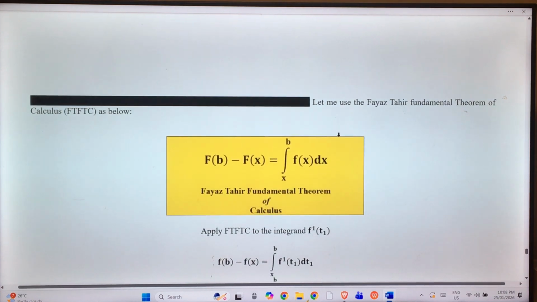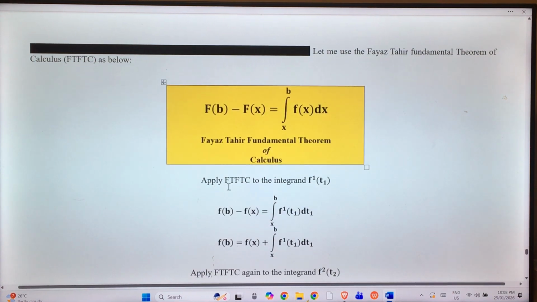Okay guys, this is not the fundamental theorem of calculus given in textbooks or Wikipedia. This is a different version of it called Fayaz Tahir fundamental theorem of calculus. FTC as below: capital F(b) minus capital F(x) is equal to the integral of small f(x) dx. Fayaz Tahir fundamental theorem of calculus.